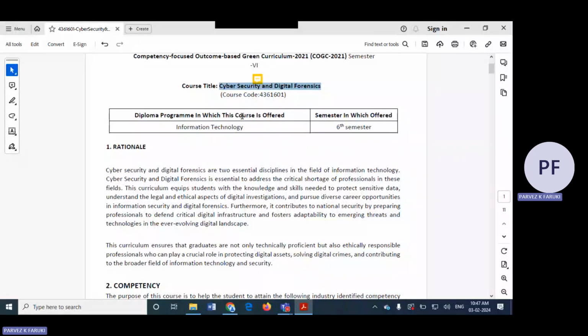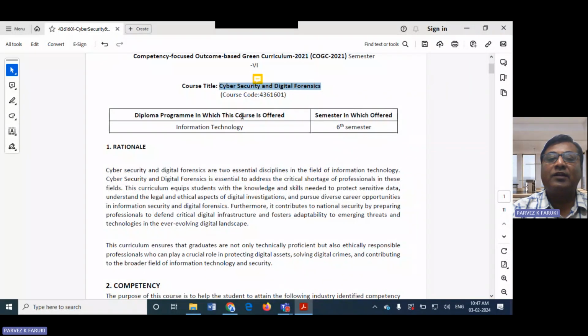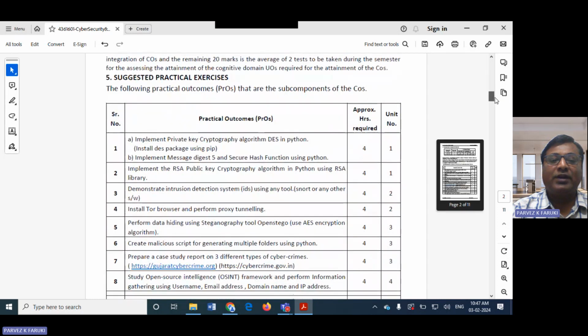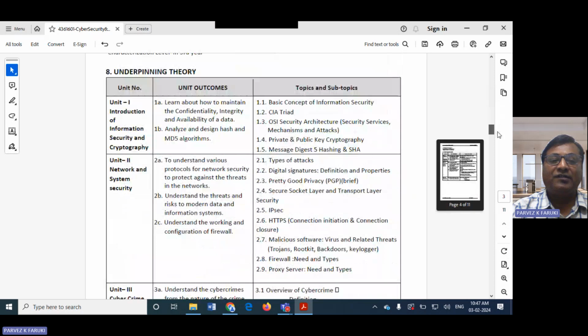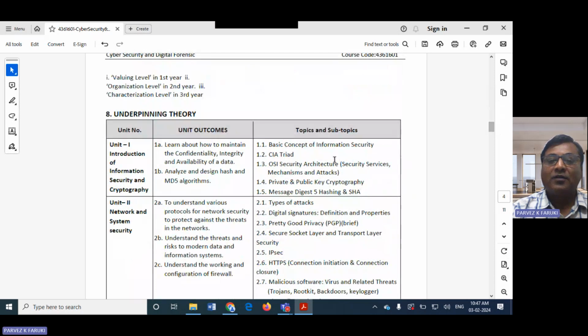This is our second session for your security course, cybersecurity and digital forensics 4361601. So let's continue with the unit that we already discussed last week. Today, we are supposed to consider these topics so that we are able to complete unit number 1, introduction of cybersecurity and cryptography.